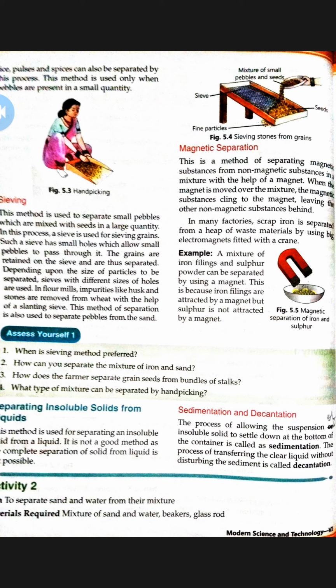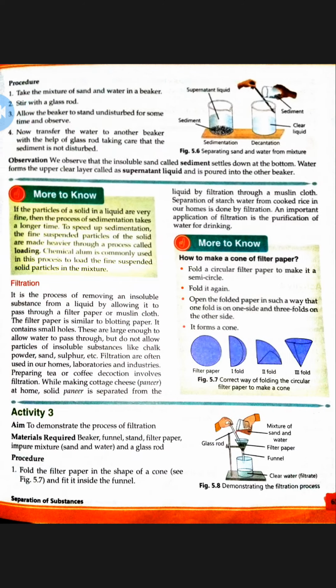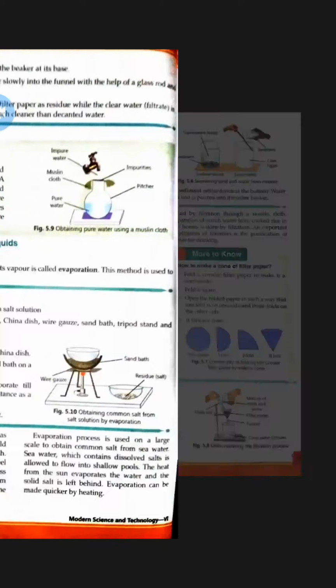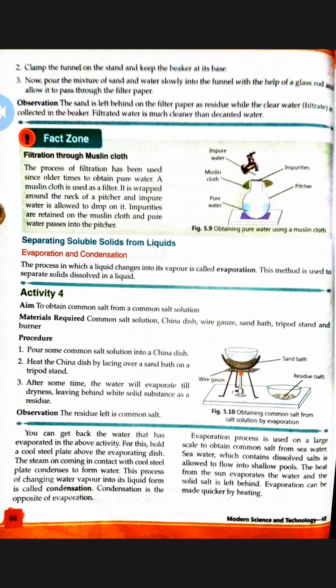Now, next we have separating soluble solids from liquids. Now next we have how to separate soluble solids from liquids. So in this, two processes are given here, evaporation and condensation.